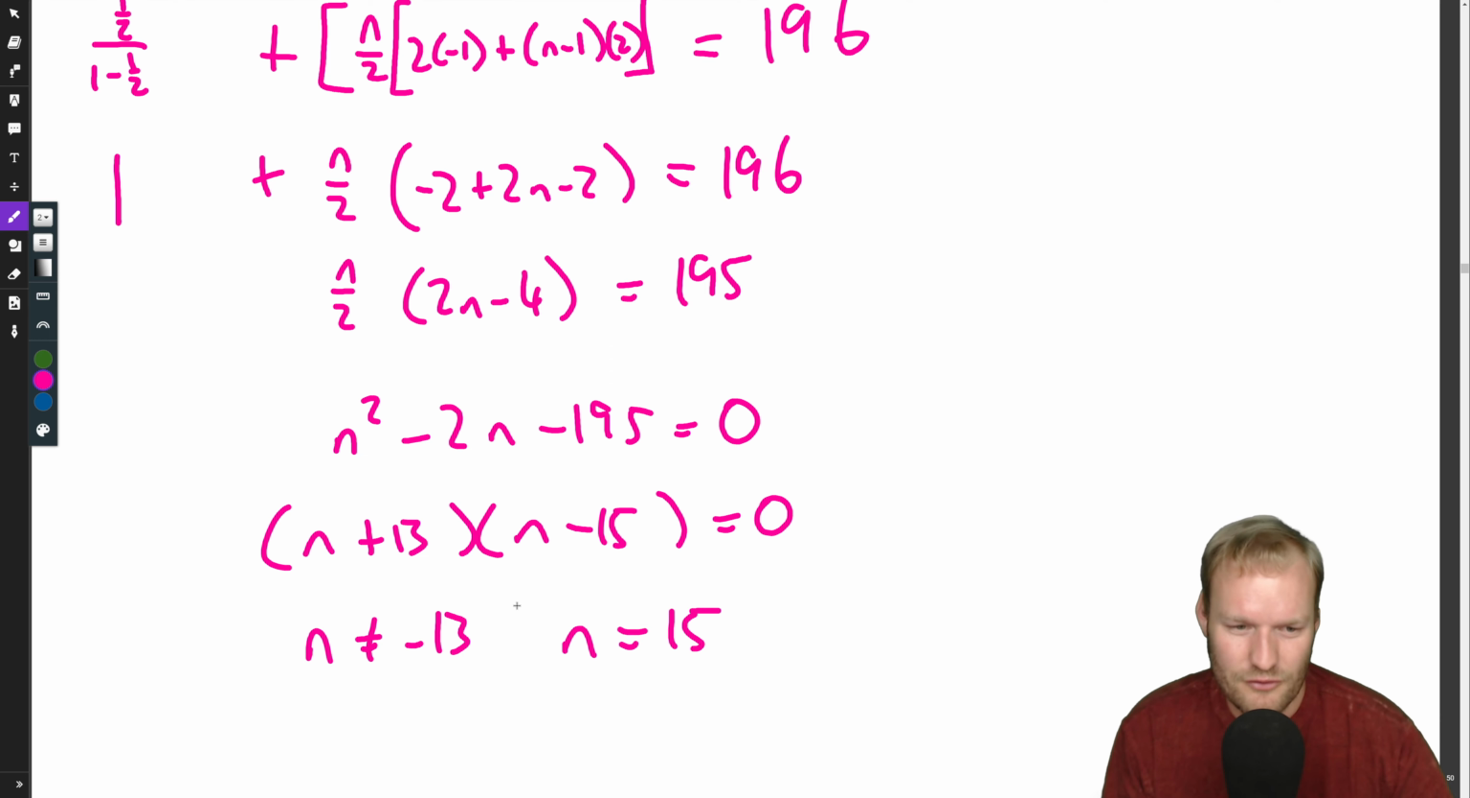Okay, n can't be negative or a fraction, it has to be a positive integer. So there we go. There's how we solved that one. Oh, wasn't that fun? I'll see you in the next one.